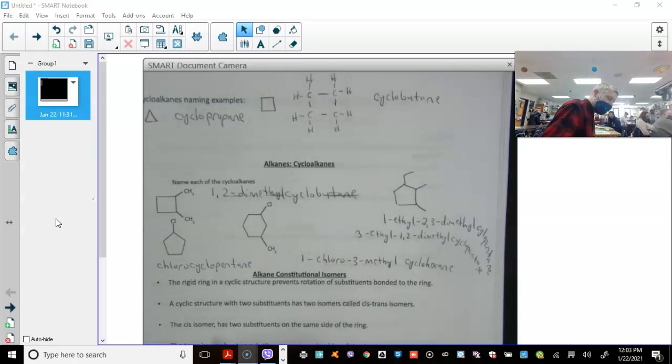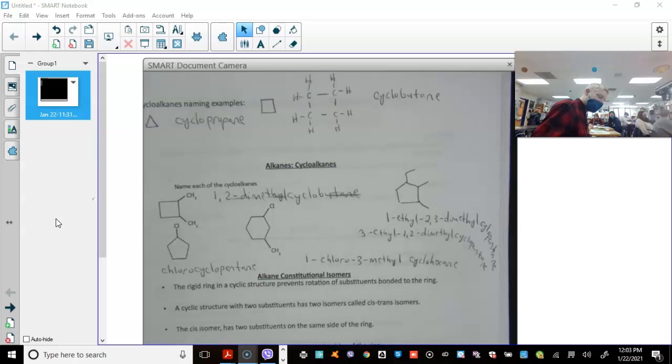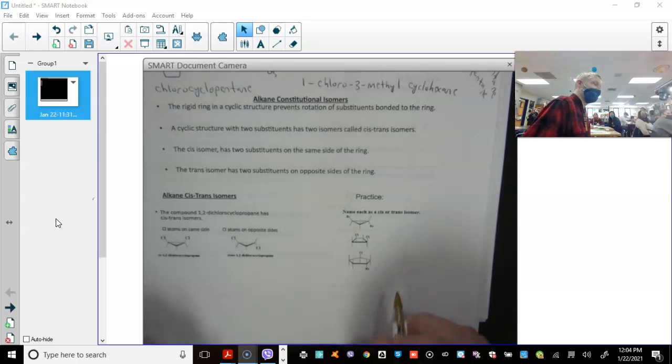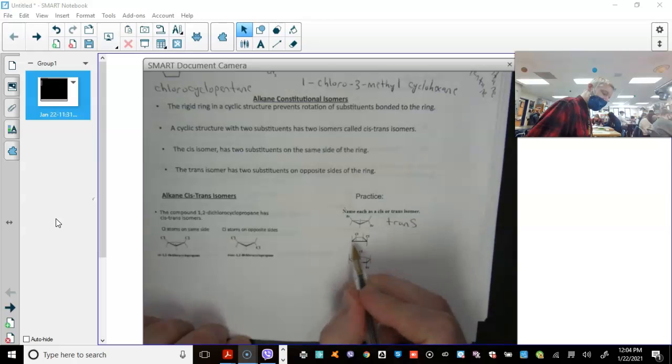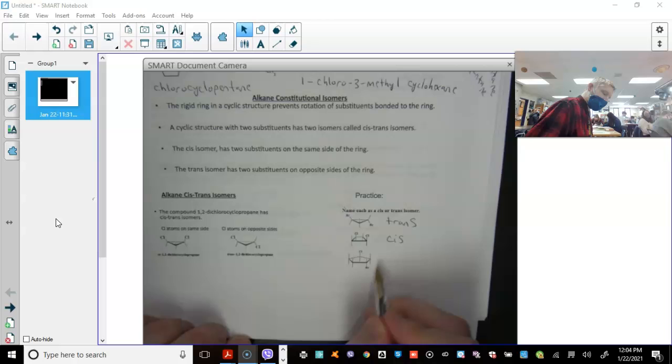All right, so cis isomer, I just said it, it has 2 substituents on the same side of the ring. Trans, 2 on opposite sides. So here we got cis, and there we got trans. So why don't we name cis or trans? How about this first one? Oh, there it is. Trans. How about this one? Cis.